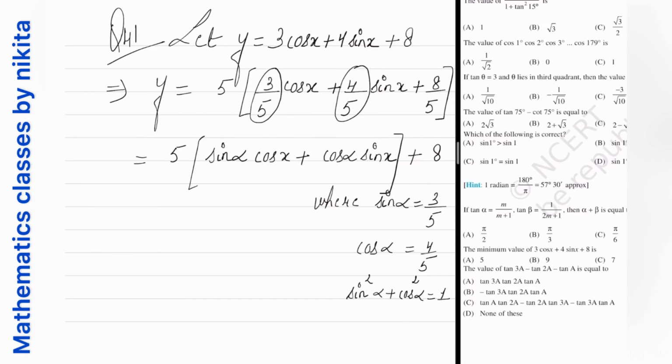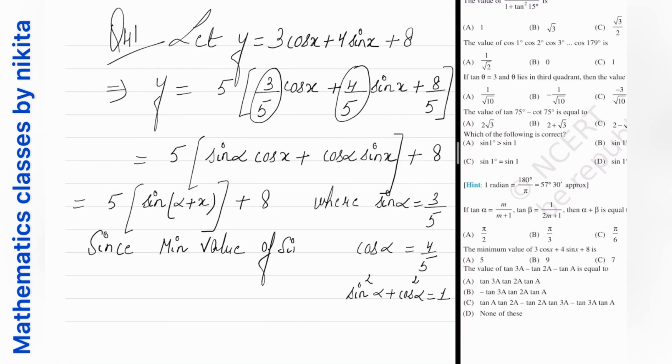Okay, now in the bracket you get that this is equal to sine of alpha plus x, then plus 8. And we know that the minimum value of the sine function is minus 1. Since the graph of the sine function varies between minus 1 and plus 1, the minimum value of the sine function is always minus 1.